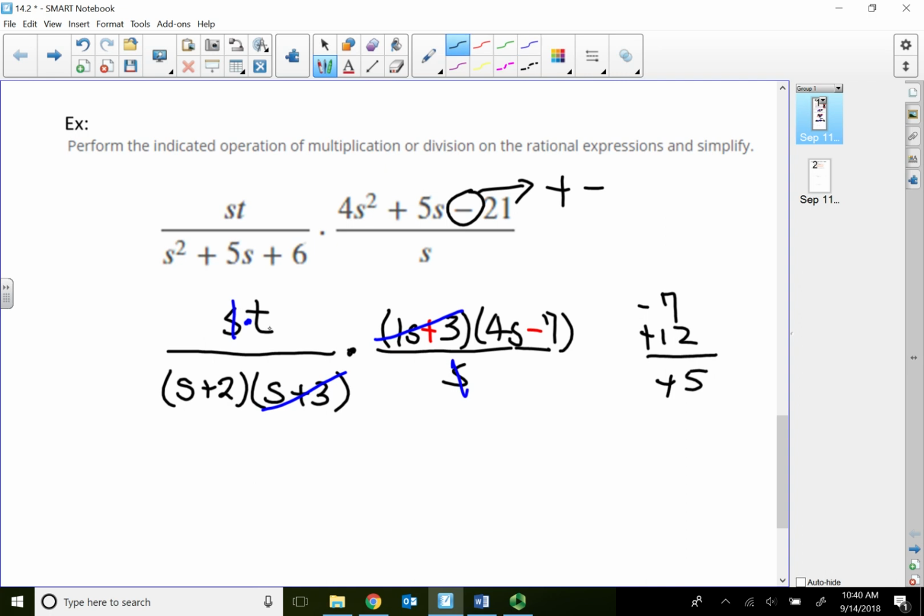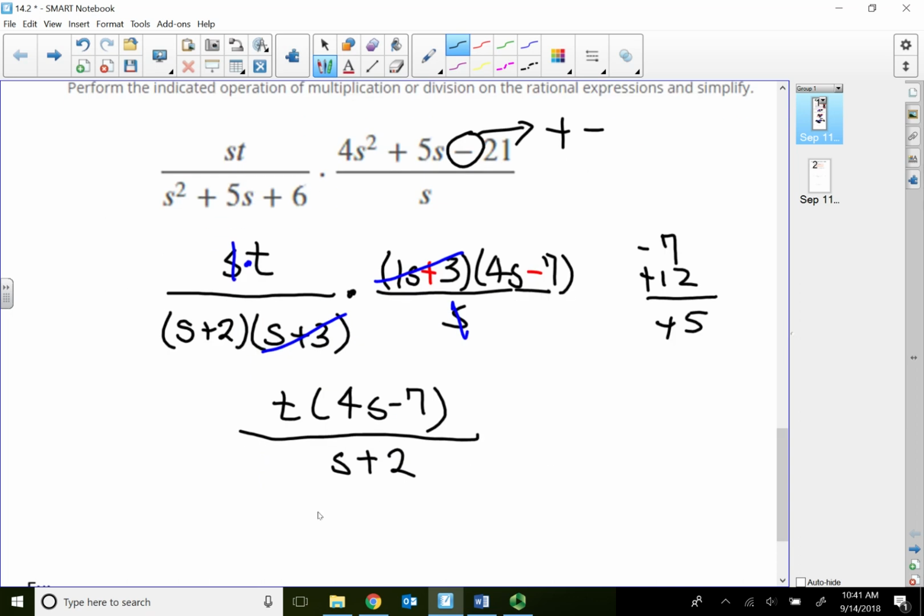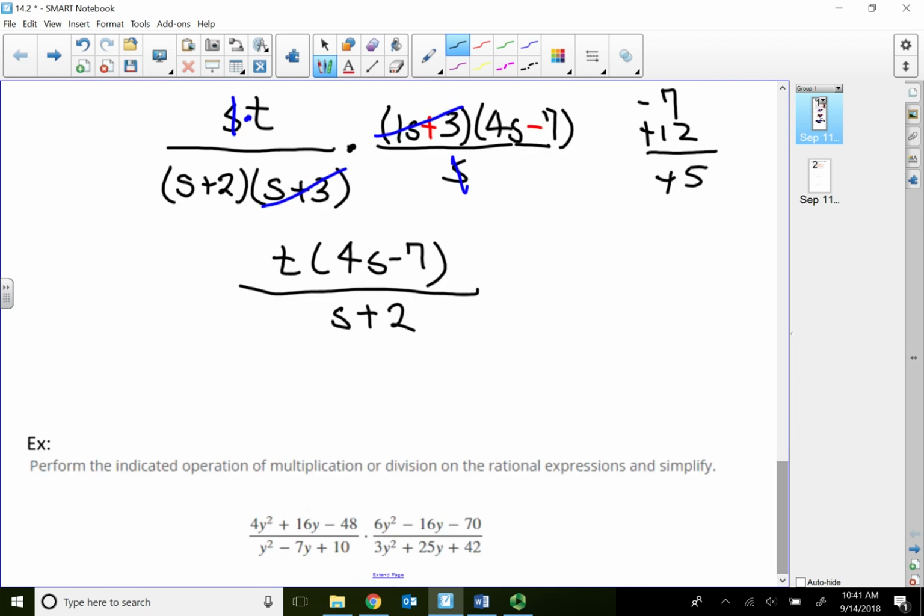All right, what I have left on top is T times 4S minus 7, over the denominator just have S plus 2. So I can leave the parenthesis off the S plus 2 because there's no other coefficient in front of it. So that just saved me some time. I don't have to type in an extra parenthesis on the homework. So that is your answer. That's all it is to it.